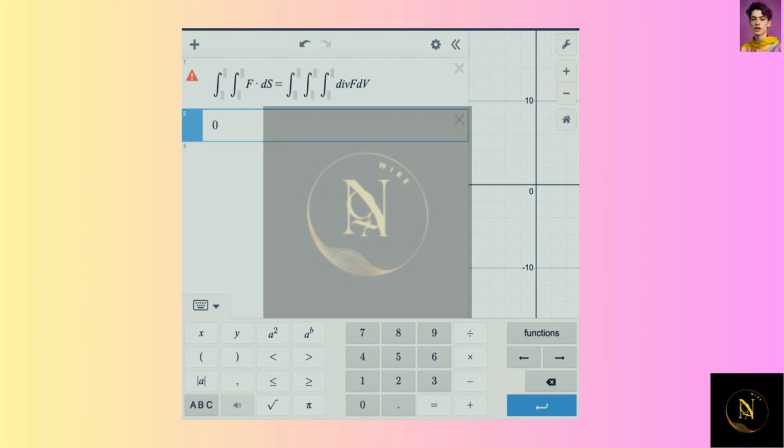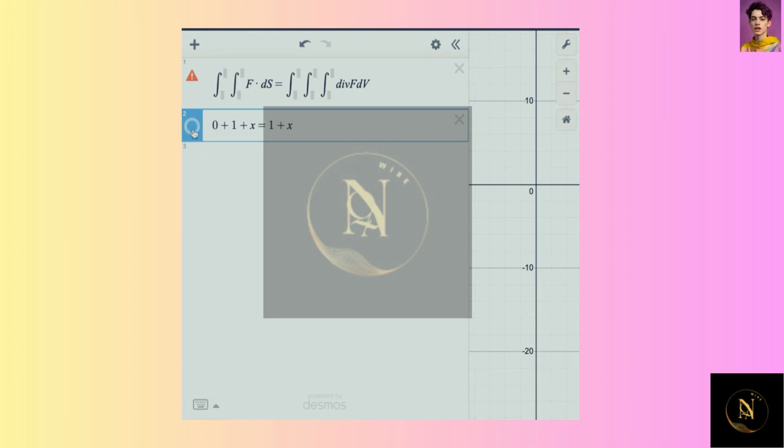So it's going to be 0 plus the partial derivative of Q with respect to y, which will just be 1, plus the partial derivative of R with respect to z, which will just be x. So that'll equal 1 plus x as our divergence of F.